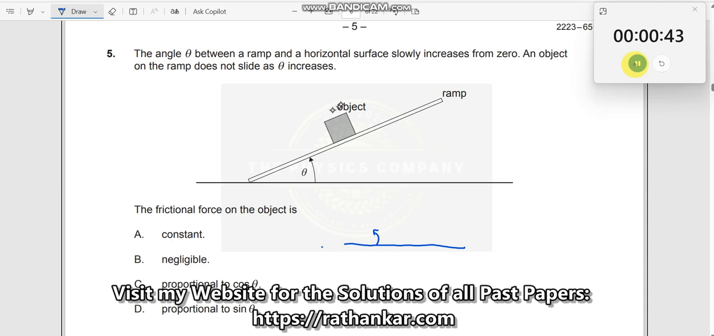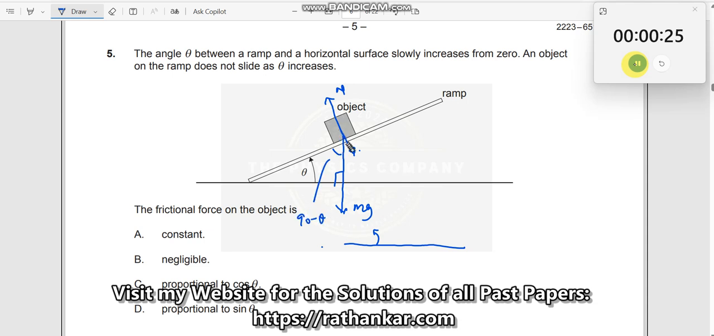It is not sliding. What are the forces acting here? This is my normal force. This is the weight mg acting over here. And if this is theta, this is 90. This should be 90 minus theta. I'll write here, this should be 90 minus theta.